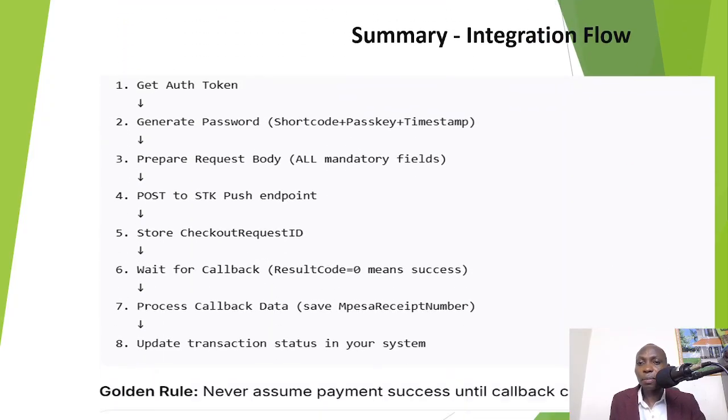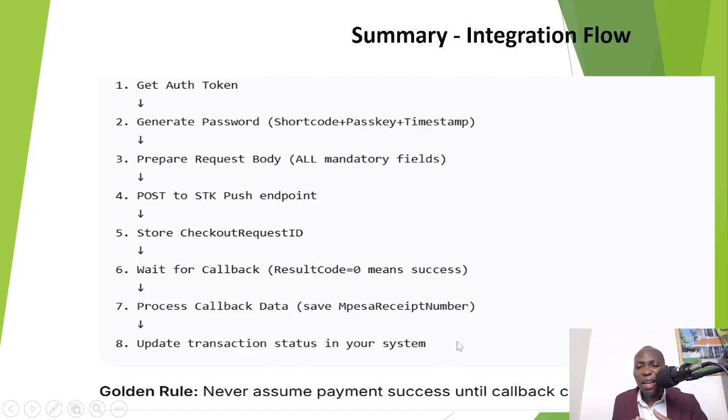Let us continue. This is the summary of the integration flow. You get the auth token, generate the password, and prepare the request body, all mandatory fields, which we are going to revisit in our practical implementation. Post to the STK push endpoint, store the checkout request ID, very important. Wait for the callback. Result code equal to 0 means success, otherwise failure. Process those codes and messages appropriately. Process callback data, save the M-PESA receipt number, and update the transaction status in your system.